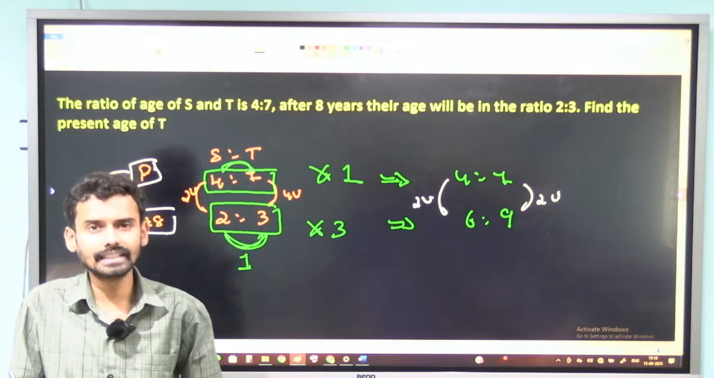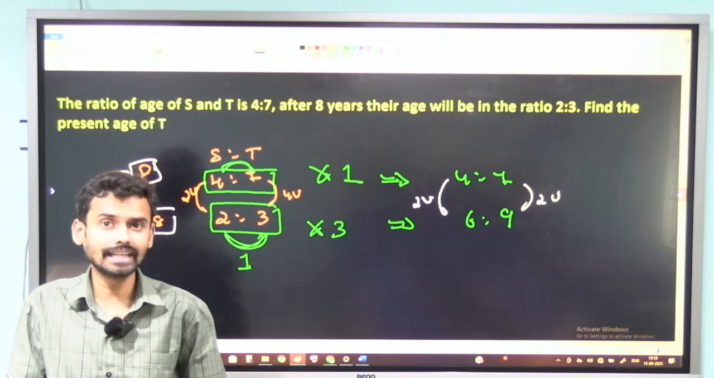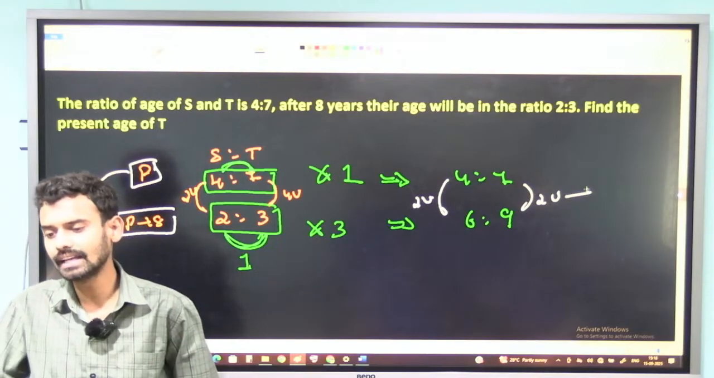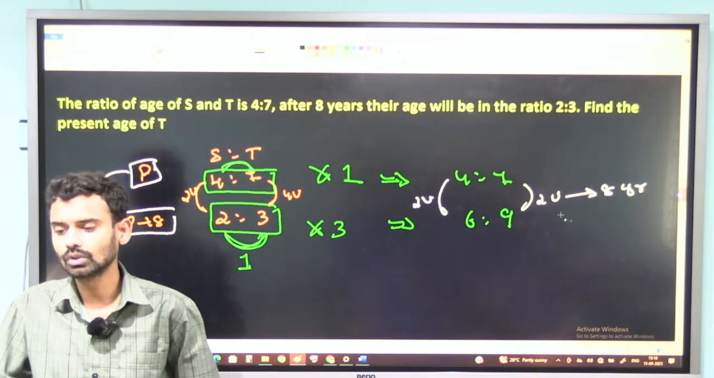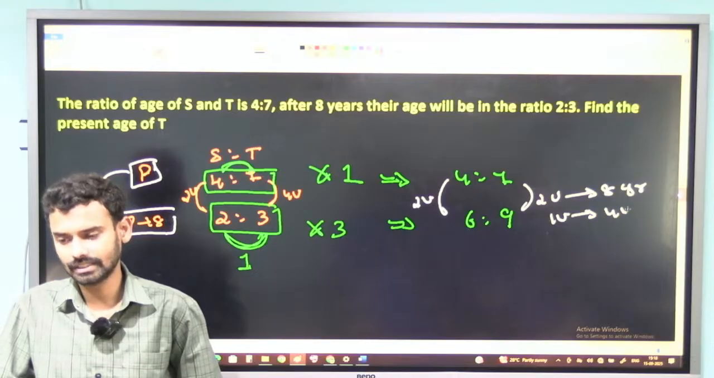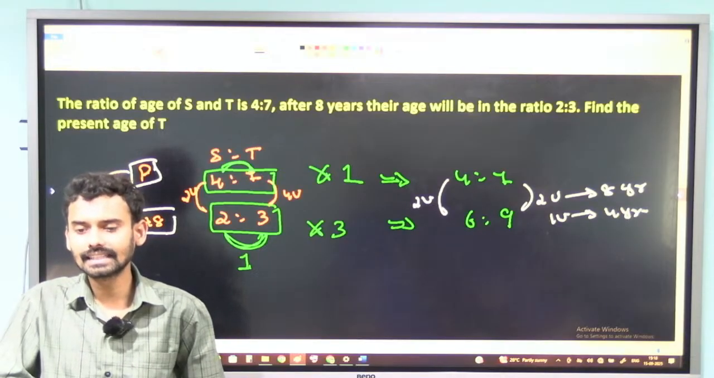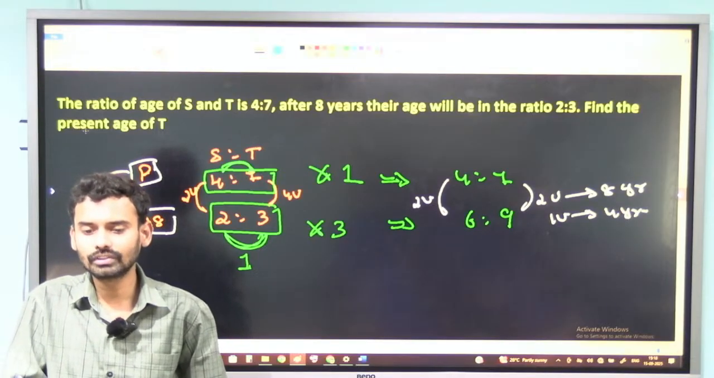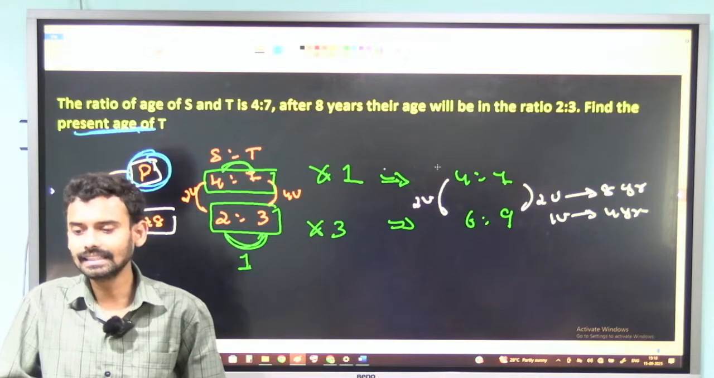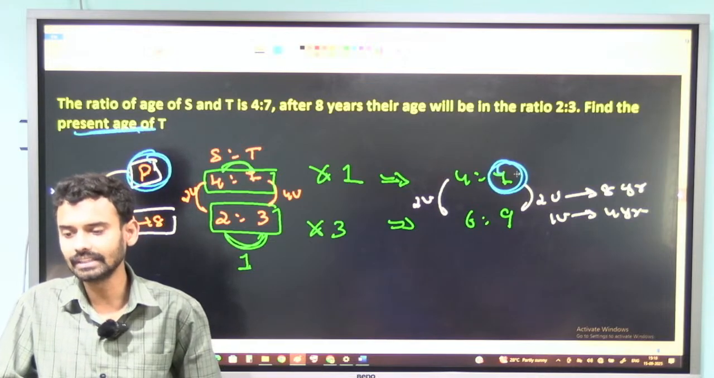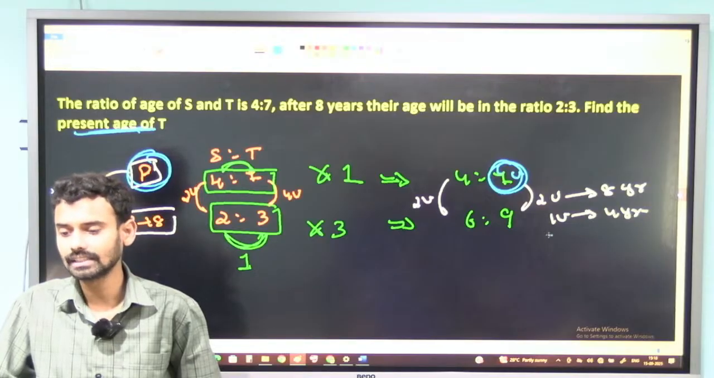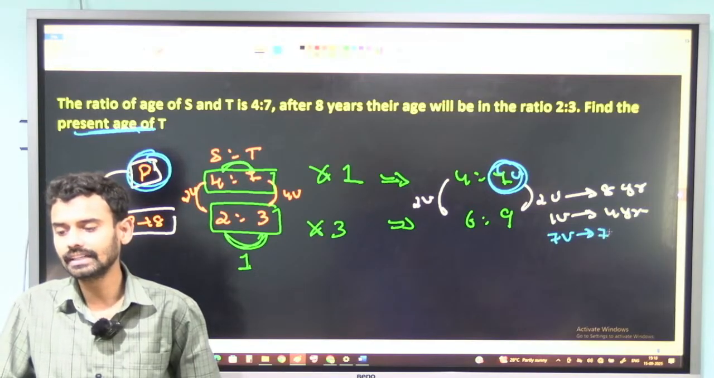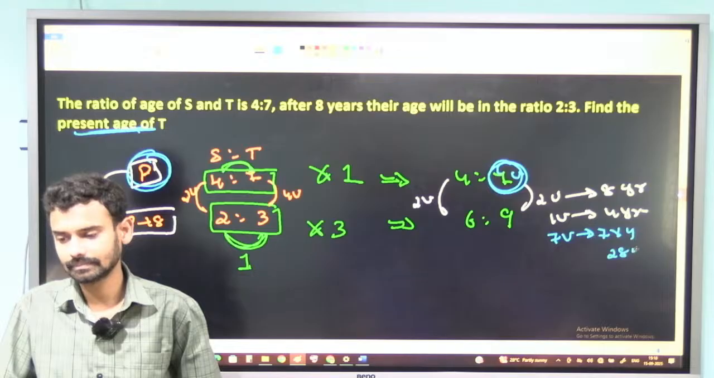From present to the next 8 years, everyone's age should increase by 8 years. So this 2 units value is given to me as 8 years. So 1 unit value will be 4 years. Now the question is asking for the present age of T. According to me, the present age of T is 7 units. If 1 unit is 4 years, then 7 units will be 7 into 4, which is 28 years.